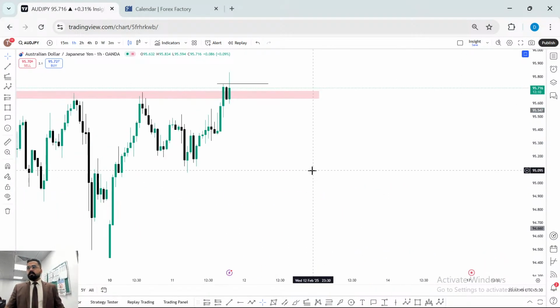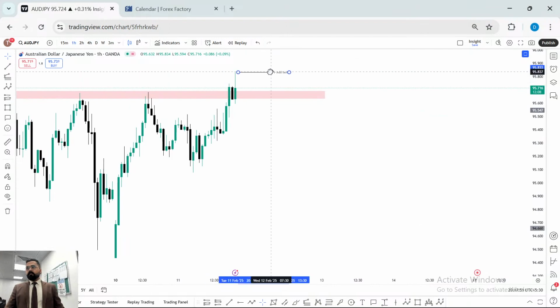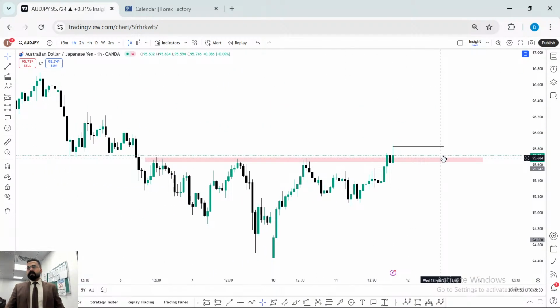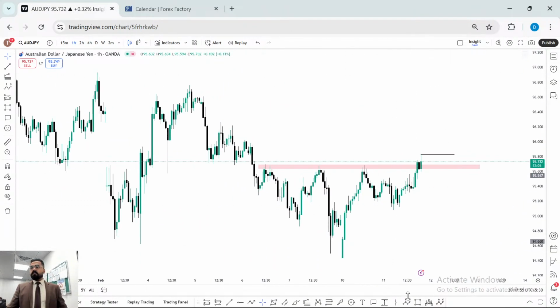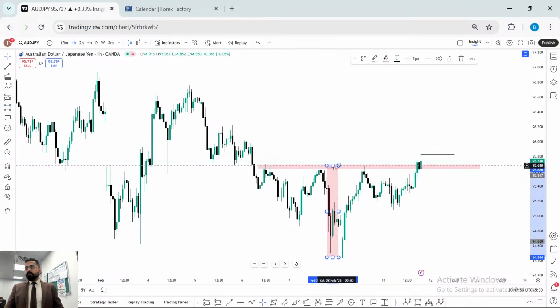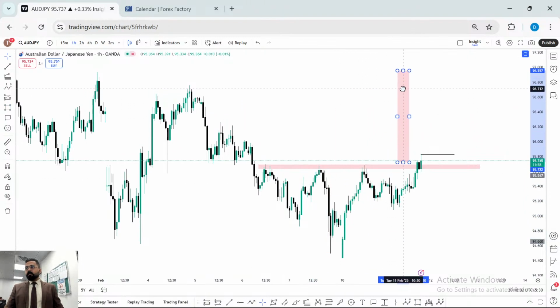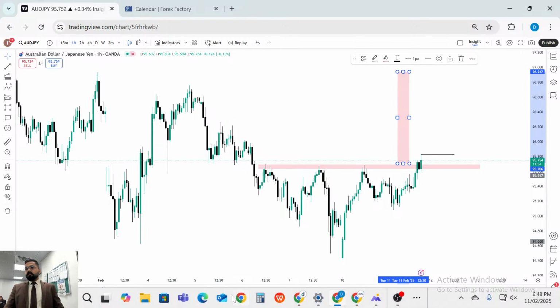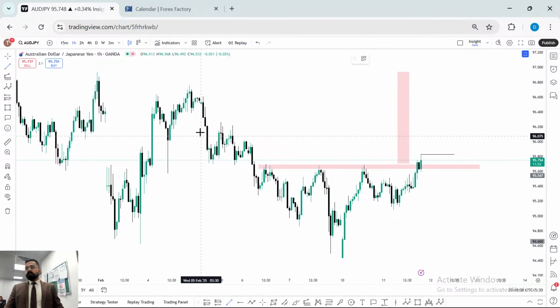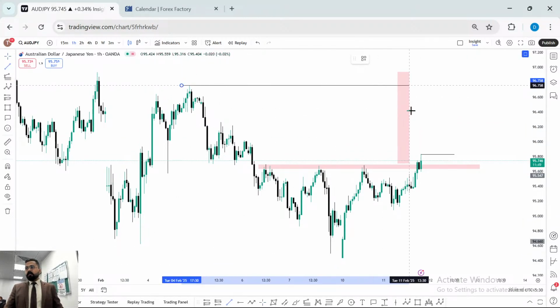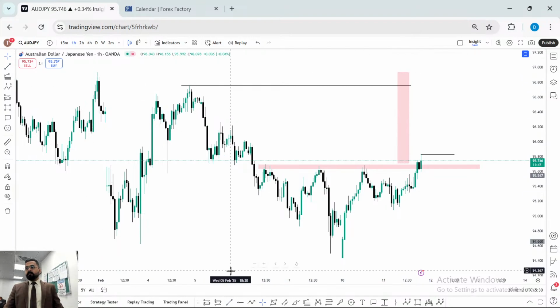Sorry, not that high, this high. Okay, once the candle closes above this high, we can go for a buy, and the target area will be from this high till this low, which is here. So this high we can mark the target area for the buy in AUD JPY.